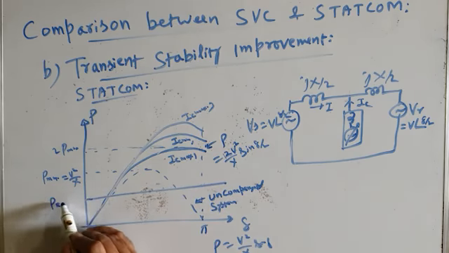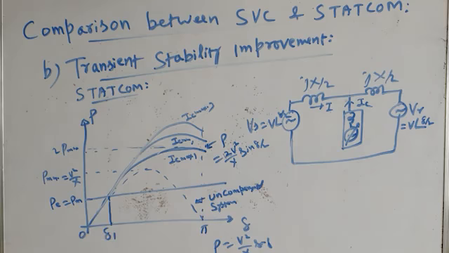a transmission angle of delta 1, and suddenly some major fault has occurred and the transmission line is tripped. When the transmission line is tripped, the electrical power transmitted over the line is 0, but the mechanical input power remains the same. That causes acceleration of the machine, and as the machine accelerates, delta increases. Let us suppose delta increases from delta 1 to delta 2.